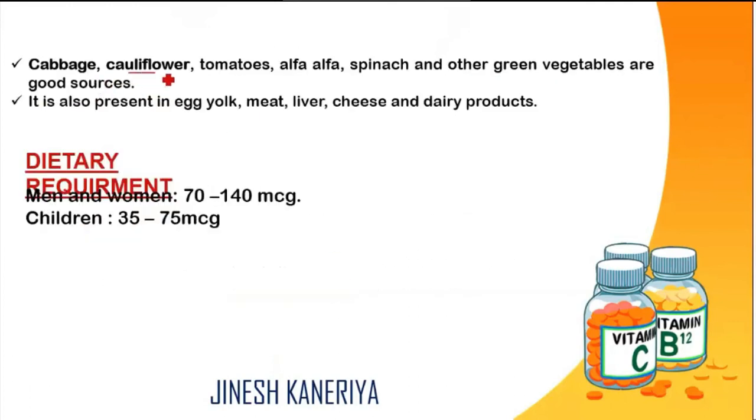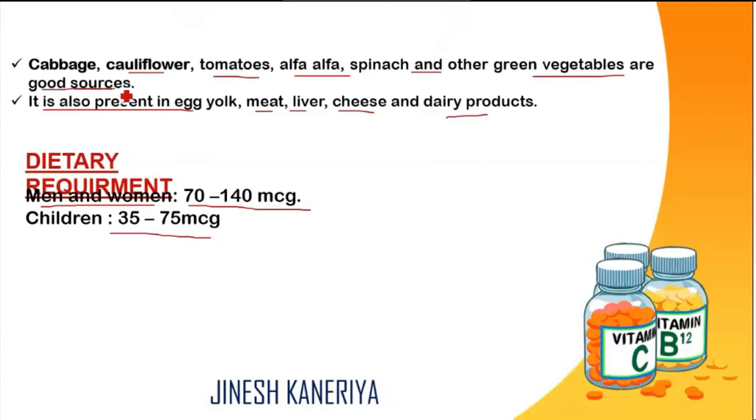Cabbage, cauliflower, tomato, alfalfa, spinach and most other green vegetables are good sources of vitamin K. In the case of egg, meat, liver, cheese and dairy products, they also contain a large amount of vitamin K. The daily requirement of vitamin K in men and women is around 70 to 140 micrograms per day, and children require 35 to 75 micrograms per day.